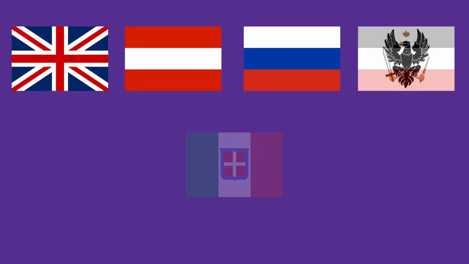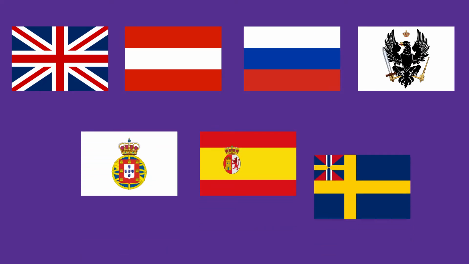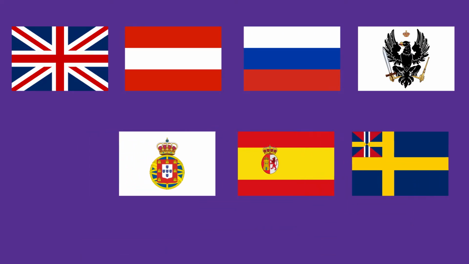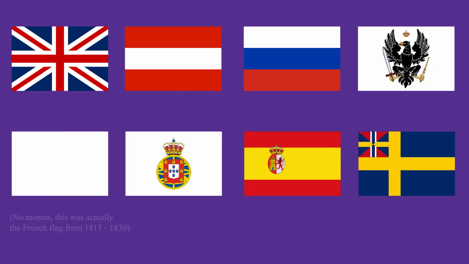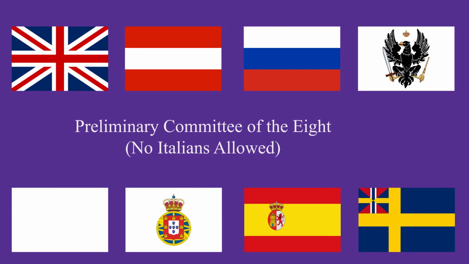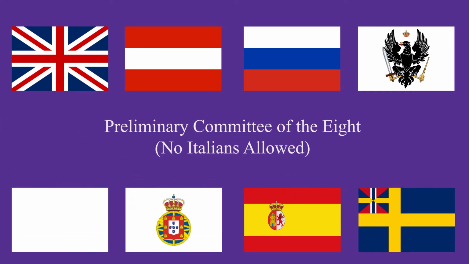Also present at the Congress were the other medium-sized powers of Portugal, Spain, and Sweden. The Big Four even agreed to invite France, just to show that they were committed to establishing the balance of power. This wasn't just to be nice, they really just were aware that without a strong France, it would create a power vacuum that could be exploited by another nation. The 8 great powers listed above were known as the Preliminary Committee of the Eight. Notably absent from this committee were any of the Italian states.